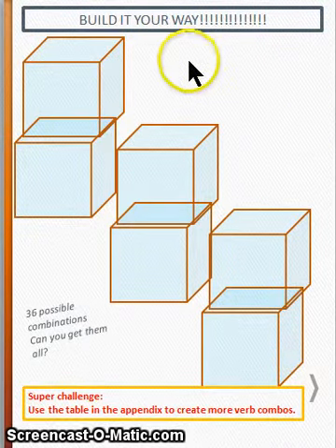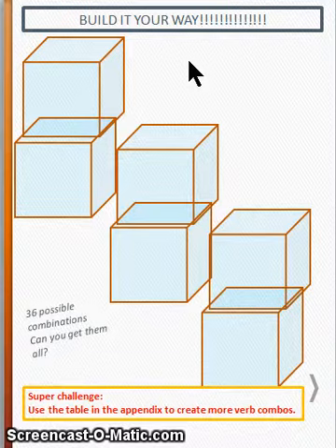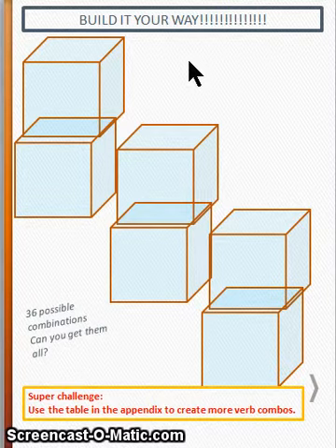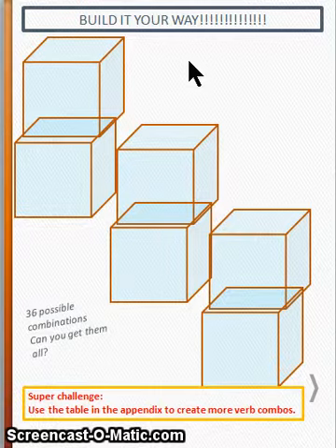Build it your way. Have a try of manipulating the top verb and the bottom part of the verb and get as many combinations as you can. There are 36 possible combinations, 6 times 6. And the super challenge, use the table in the appendix to create more verb combinations. So you can pop more tops onto your bottoms and get a whole heap more meanings.